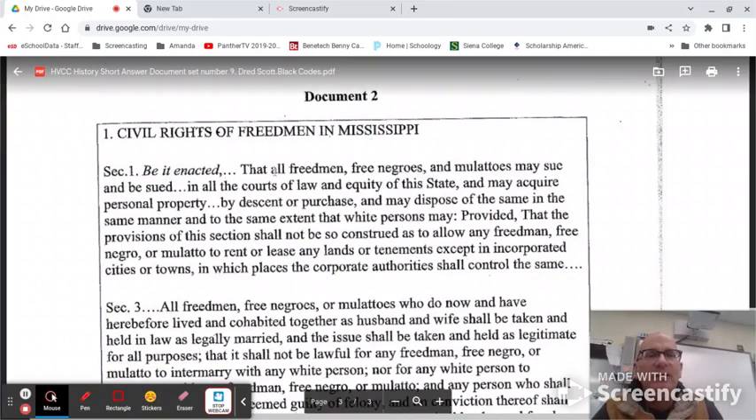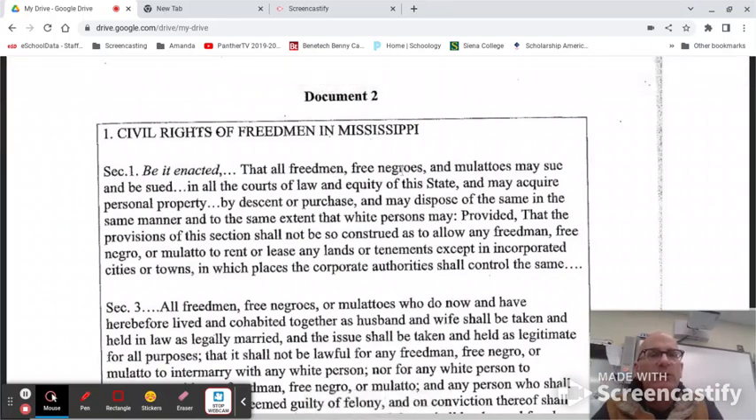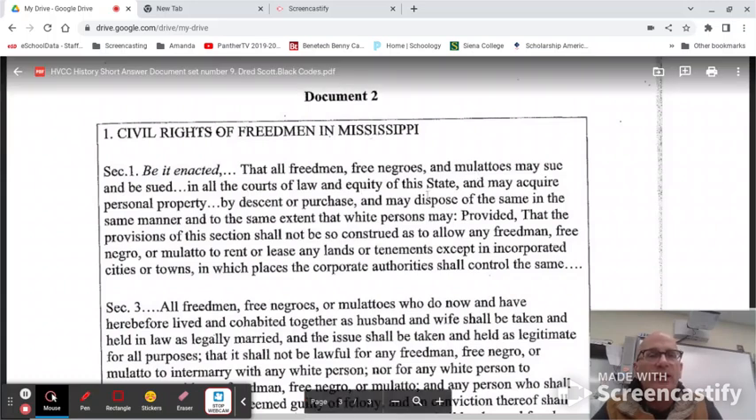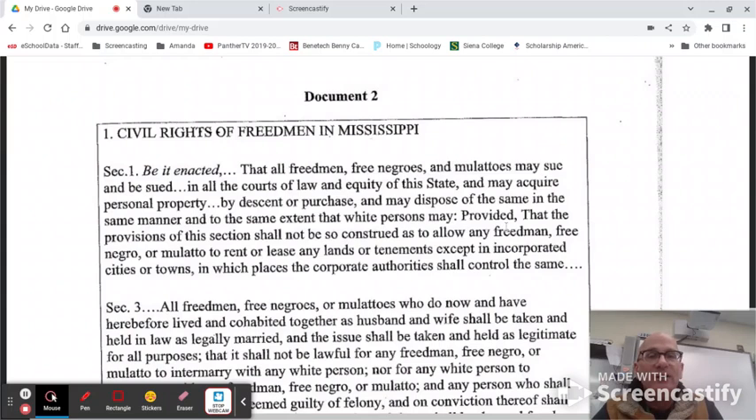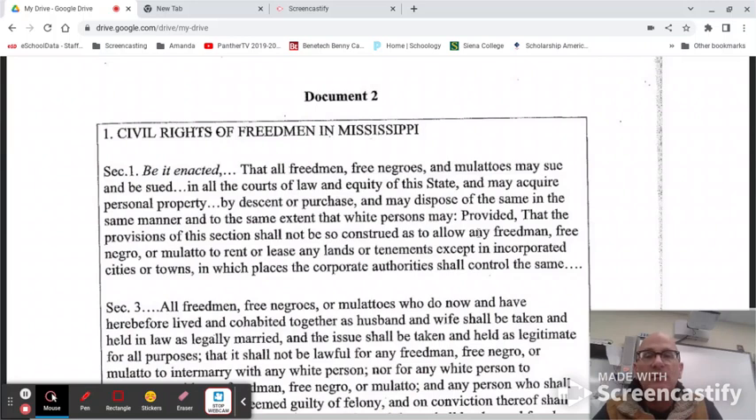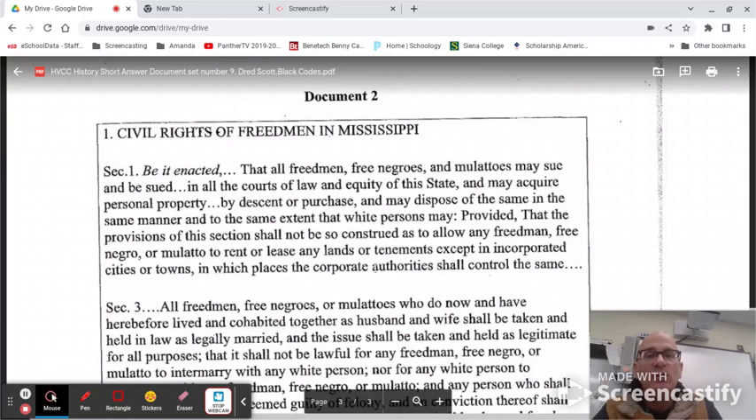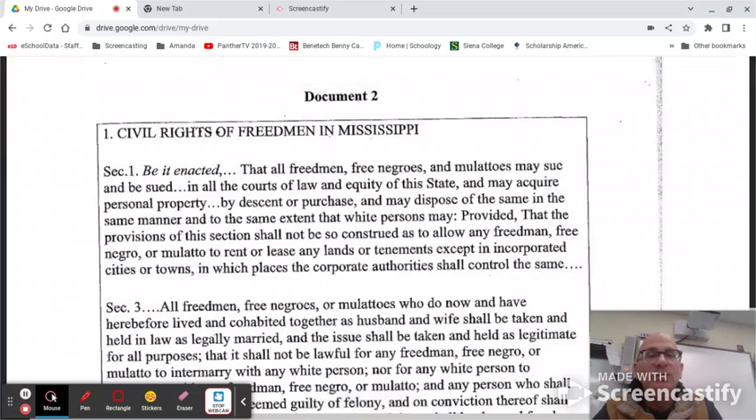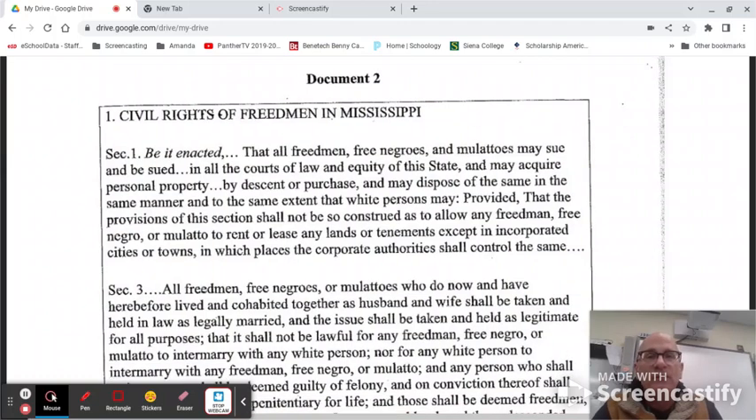Section 1, be it enacted that all freedmen, free Negroes, and mulattoes may sue and may be sued in all the courts of law and equity of the state, and may acquire personal property by descent or purchase, and may dispose of the same in the same manner and to the same extent that white persons may, provided that the provisions of this section shall not be so construed as to allow any freedman, free Negro, or mulatto to rent or lease any lands or tenements except in incorporated cities or towns, in which places the corporate authority shall control the same. That's section 1 of this document.